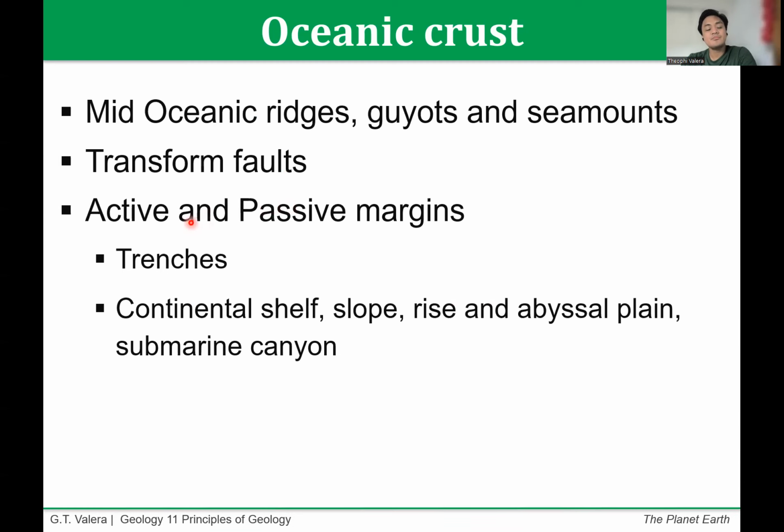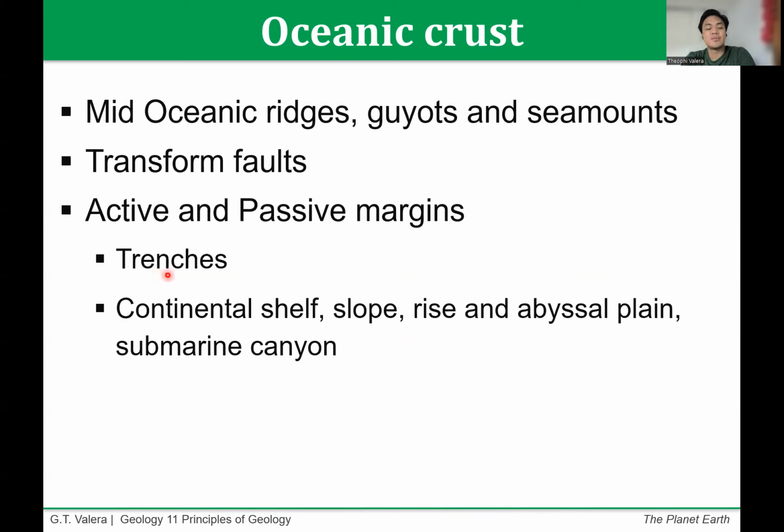And then again, you have active and passive margins. Active margins are usually the areas of collision. So you get there the trenches. Again, trenches representing yung areas where you have an old oceanic crust, or oceanic crust being subducted beneath another material, either an oceanic crust or a continental.